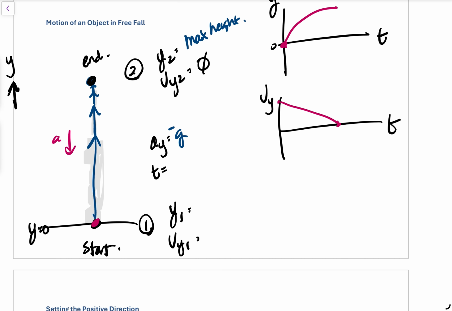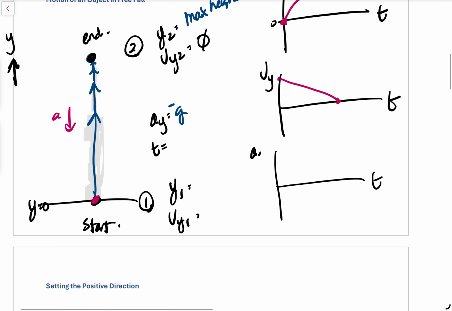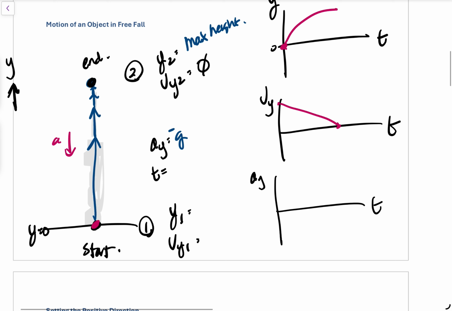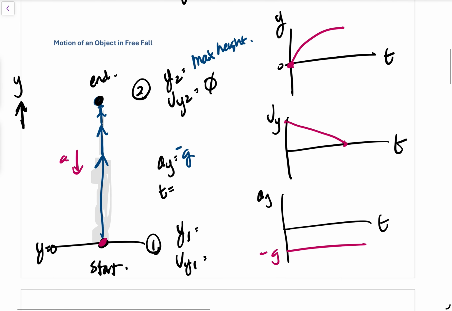And then I can also do an acceleration time graph. So here's my acceleration in the y direction. I can look at that velocity time graph. I have a negative slope, which means I have a negative acceleration. It's a constant slope, so I have a constant acceleration. So that's going to be down here. And this, in fact, is going to be negative g. We know the magnitude of that acceleration is g, and it should be negative. The negative is just in reference to the coordinate system that we set up here.